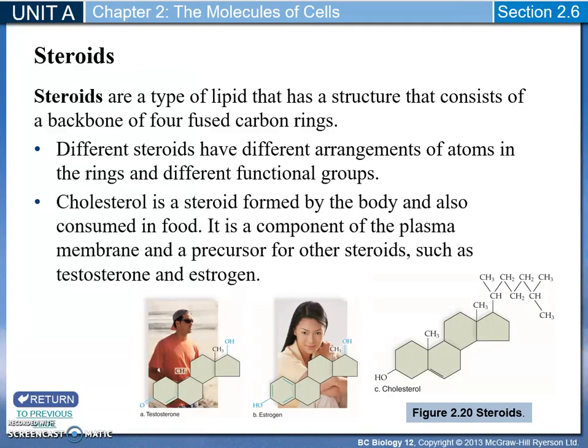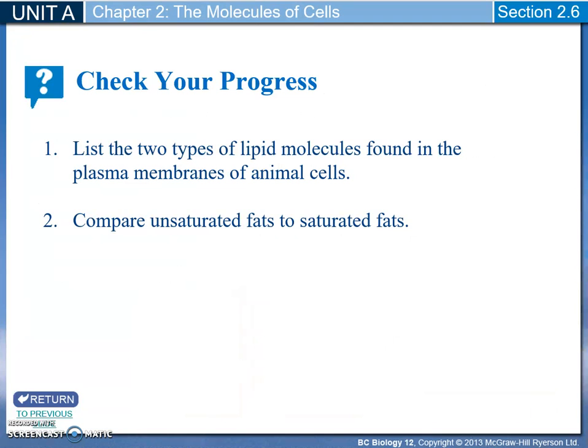All right, so that looks at carbohydrates and lipids, and then we will next look at proteins.